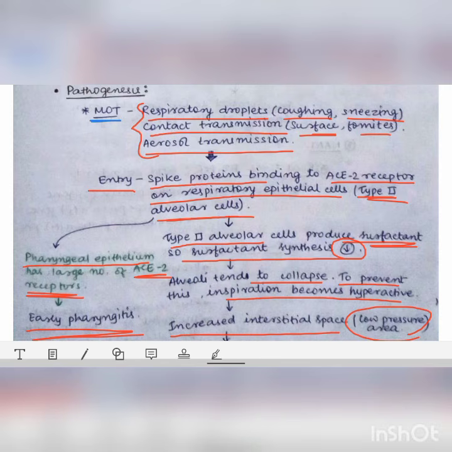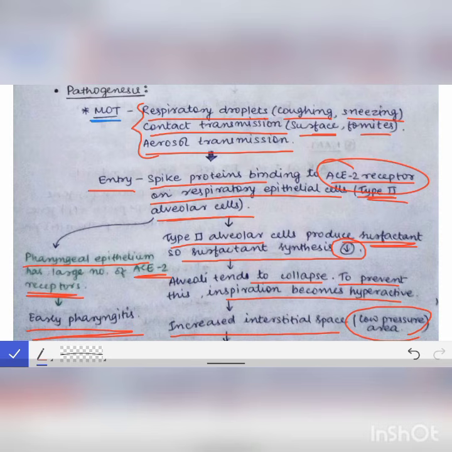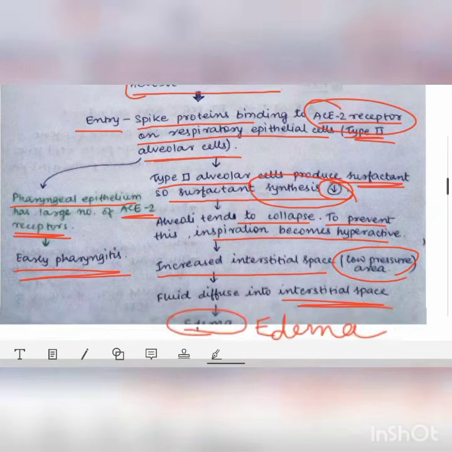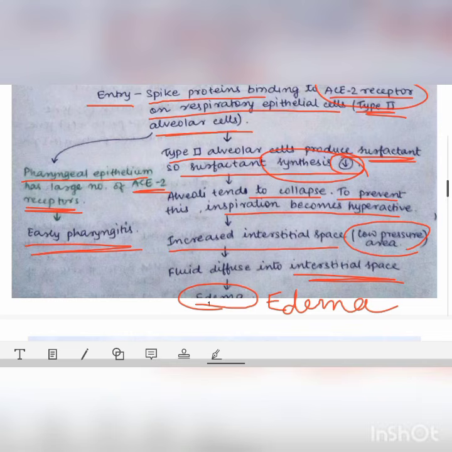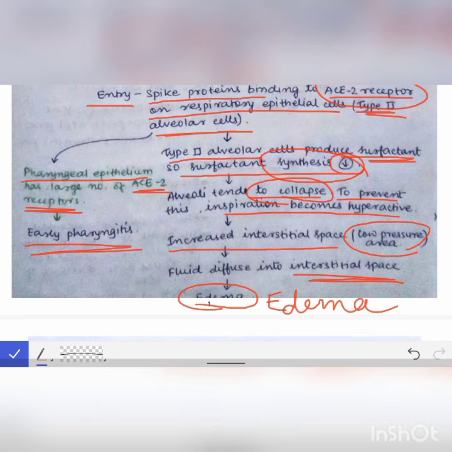So what we have read in the pathogenesis: the virus gets entry via the ACE2 receptors, and that leads to decreased synthesis of surfactant. After decreased synthesis of surfactant, the surface tension increases. The alveoli hence tend to collapse. Now, to prevent the collapse, the body increases filling of the alveoli with air. To fill the alveoli with air, the body has to increase the inspiratory rate. That's why the inspiration becomes hyperactive.